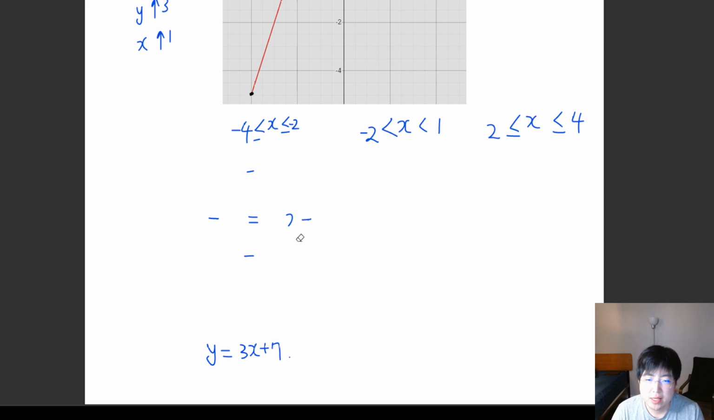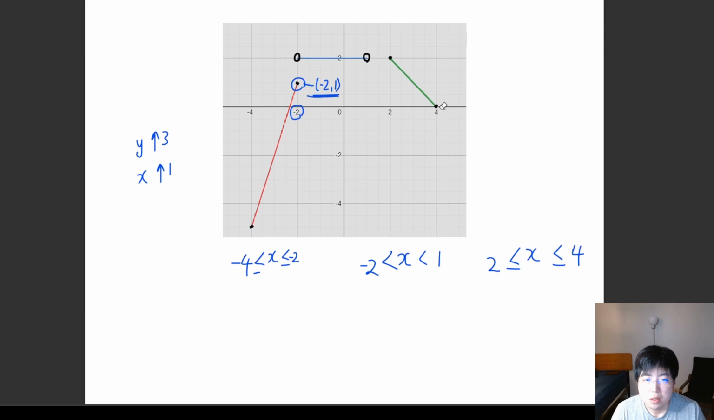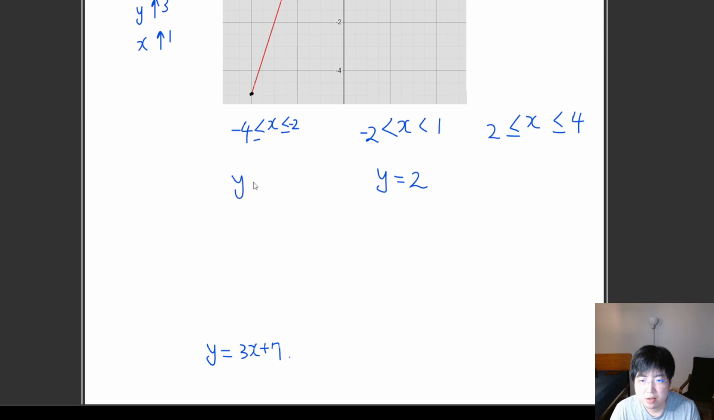So now let's find the equation for the second portion, which is going to be quite easier because the second portion is horizontal, right? So what does that mean? Y is 2. No matter which point you pick on the second portion, y is just 2. So y is simply just 2, okay? Let me write that down here.